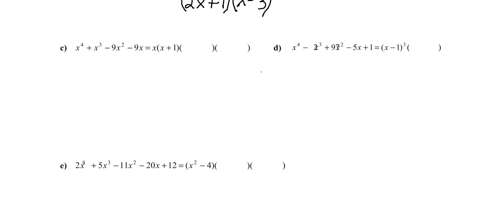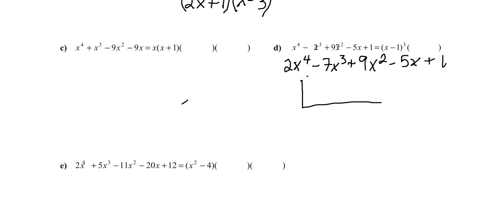So, this time with the proper numbers, in the book, the actual equation is this: 2x to the 4. Okay, sorry about that. That's what the book actually says, so we're going to do it from this. So, we've got 2, -7, 9, -5, and 1.